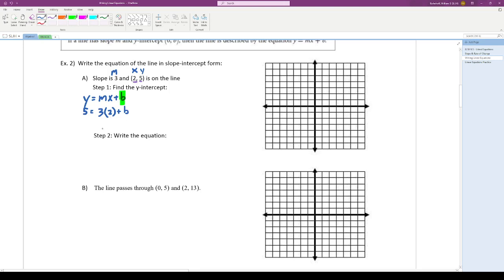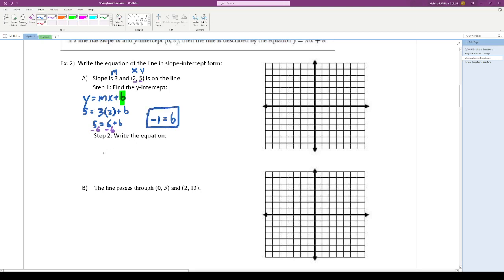Simplifying this would say 5 equals 6 plus b, and then we'll do our algebra step of taking away 6 from both sides, and then rewrite as negative 1 equals b, or b equals negative 1. So that would be our y-intercept.